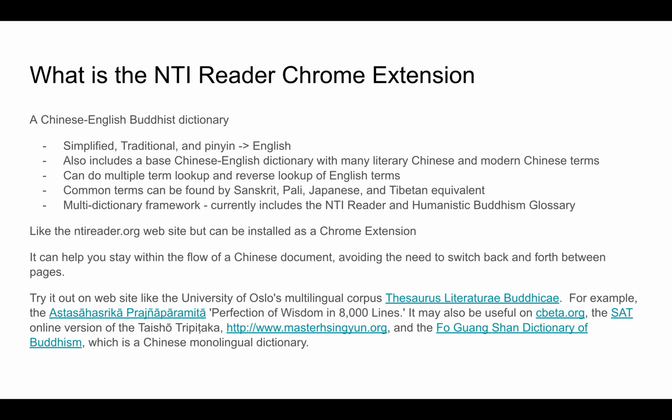You can do multiple term lookup to save you going back and forth between text and dictionary. And you can also do reverse lookup by English terms. Common Buddhist terms can be found by Sanskrit, Pali, Japanese, and Tibetan equivalents. It's a multi-dictionary framework, so you can see entries from both the NTI Reader and the Fogongshan Humanistic Buddhism Glossary.